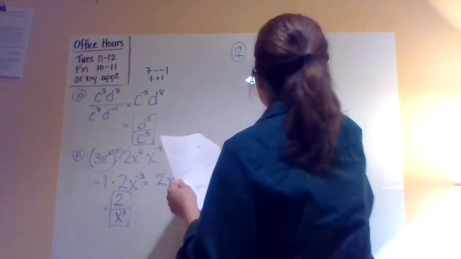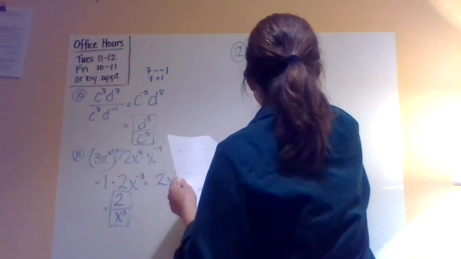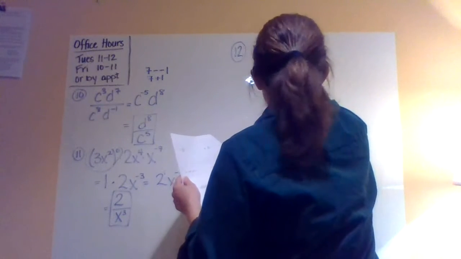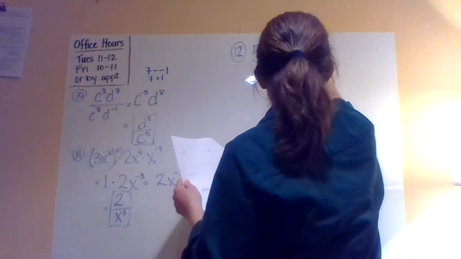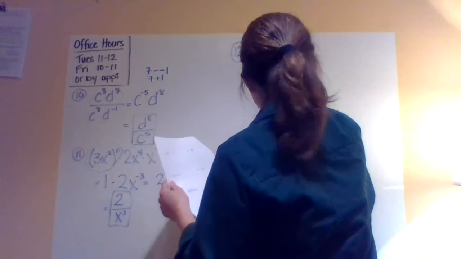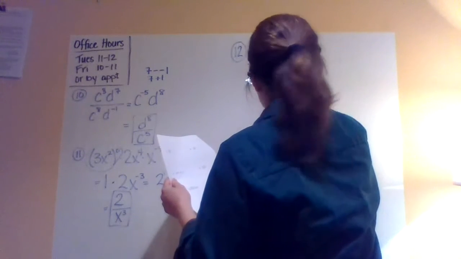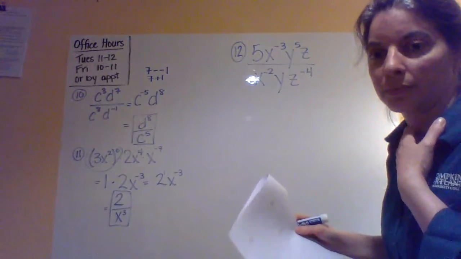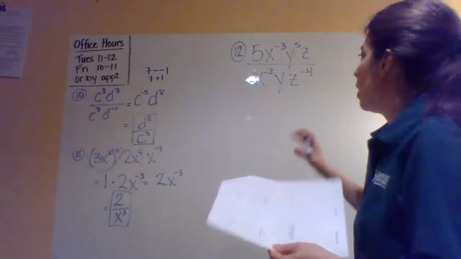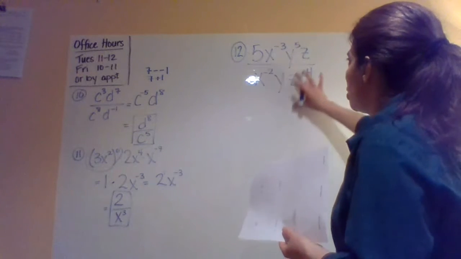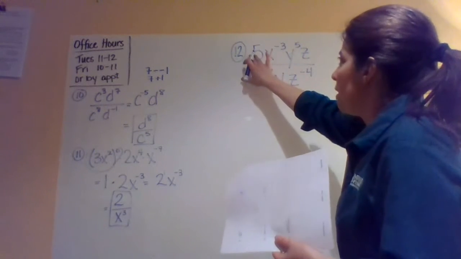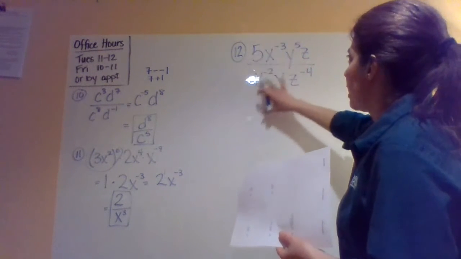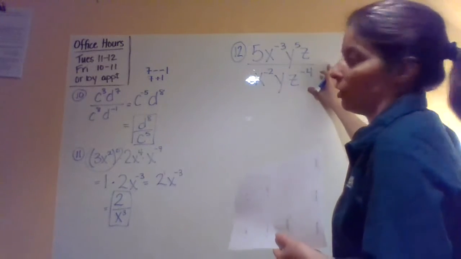Number 12. We have 5x to the negative third, y to the fifth, z, over x to the negative second, y, z to the negative fourth. Okay, so again, I'm going to look at this and I see that there's only one number. There's not a number here to divide by, but I can use my quotient rule for all of these.